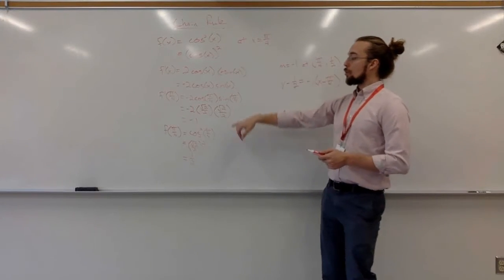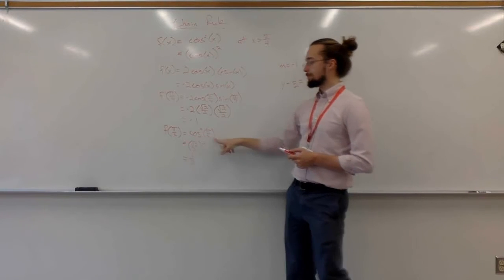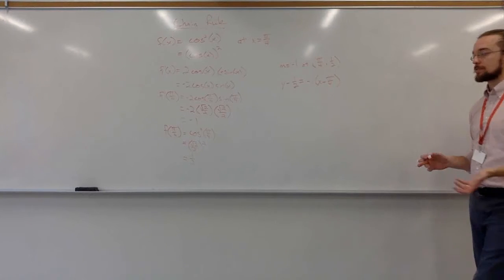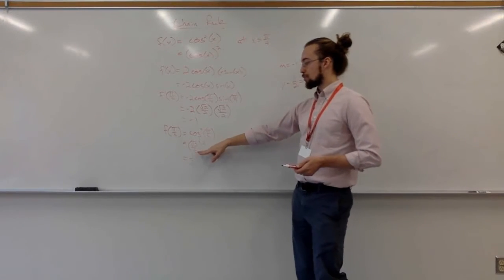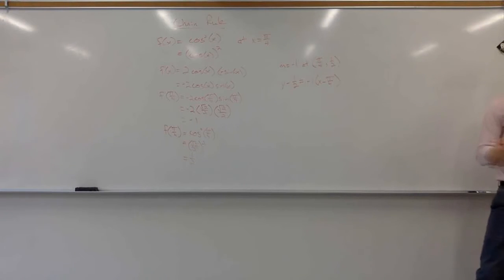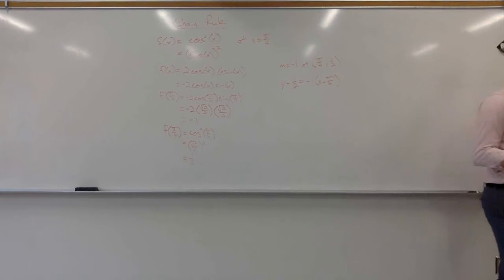Then we also needed our y value, so I plugged pi over 4 into my original function. So cosine squared of pi over 4 is 1/2. So we would get square root of 2 over 2 squared, which would just be 2 over 4, 1/2. So then plugging all that information into point slope form of a line, we got y minus 1/2 equals -1 times x minus pi over 4.